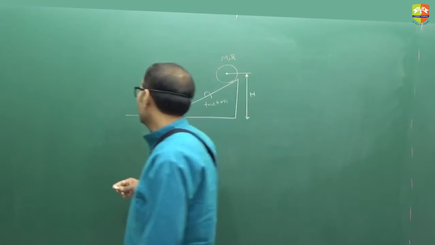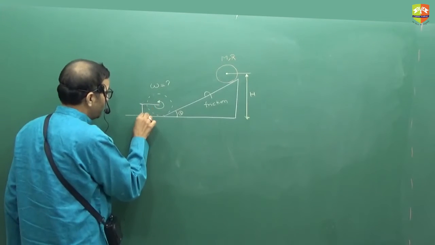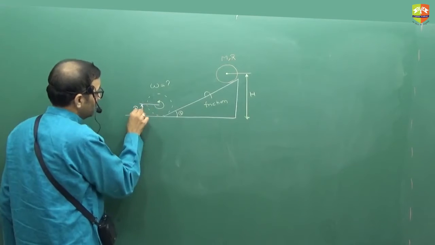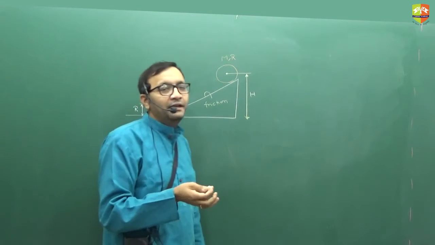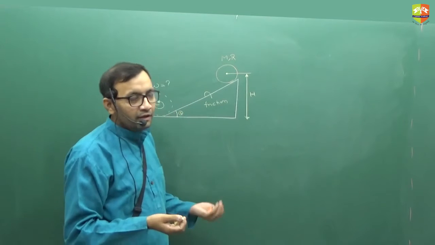Alright, so almost all of you did not get it. The final potential is not zero. It's mg times h minus r. The center of mass is at height r above the ground, yes or no? Okay?